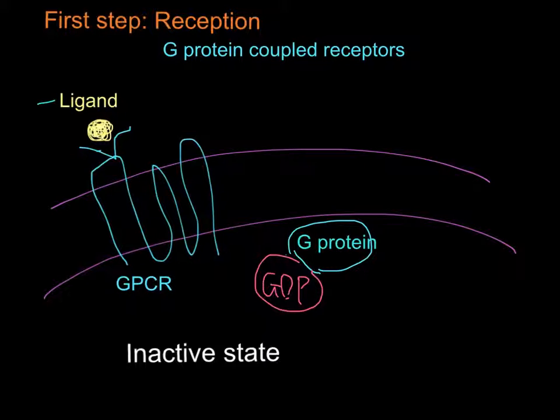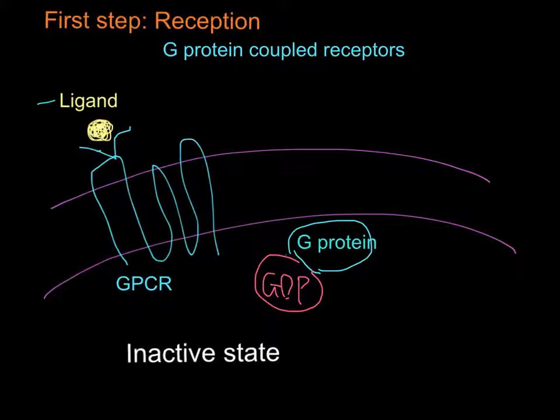So GPCR is a receptor in the reception. A ligand bonds with a GPCR, it changes the shape of the GPCR and activates the GPCR. Before that, the G protein is bonded with a GDP. When a G protein is bonded with GDP, the G protein is in an inactive state.